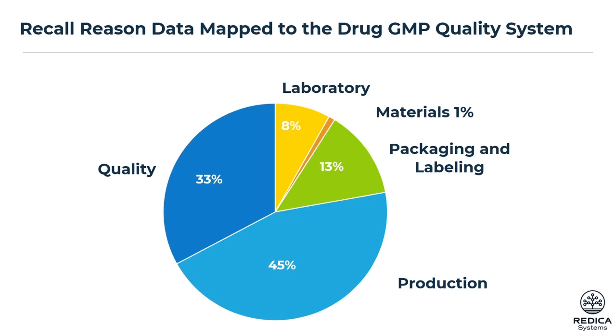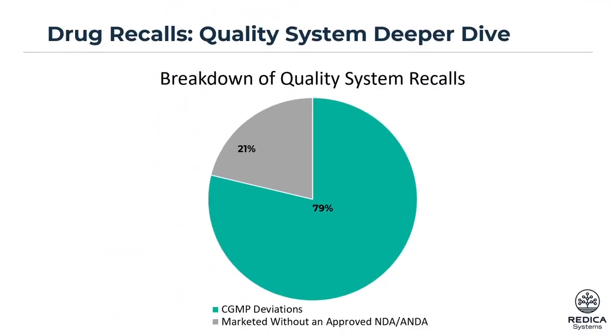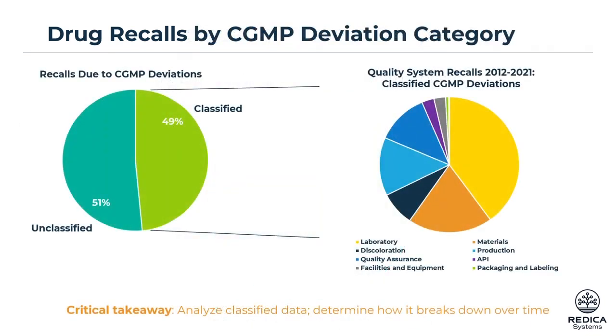In this video, we'd like to take a deeper dive into the recall data for one of those systems, the quality system. There are two quality system subcategories we mapped the recall reasons to: marketed without an approved application and CGMP deviations. So let's look at deviations, and not just the topic of manufacturing deviations, but the reasons for the deviations.